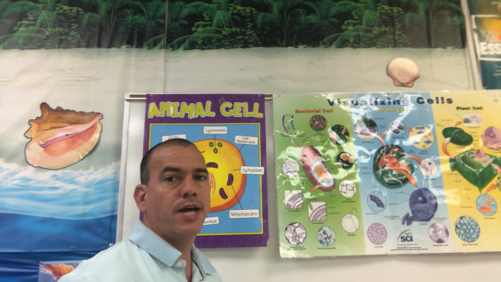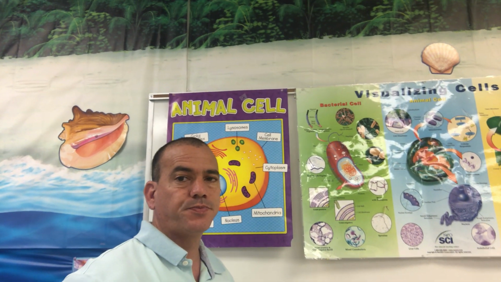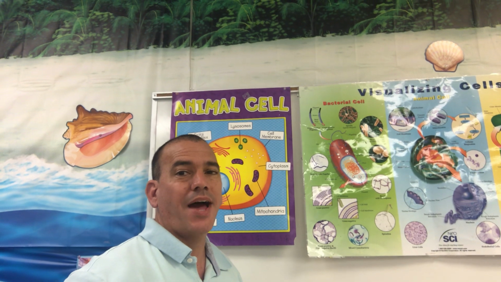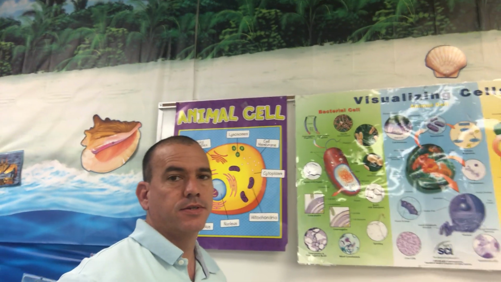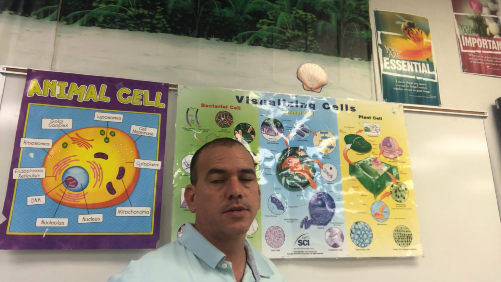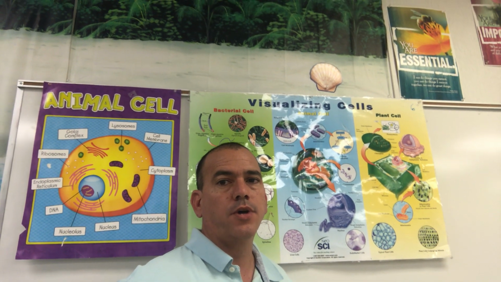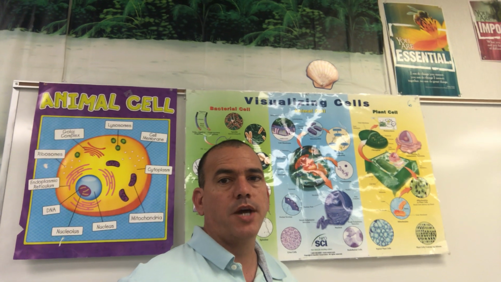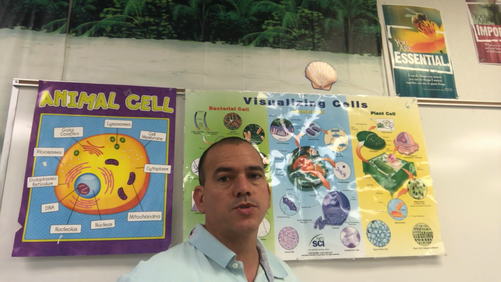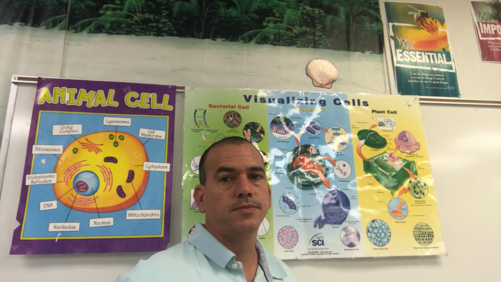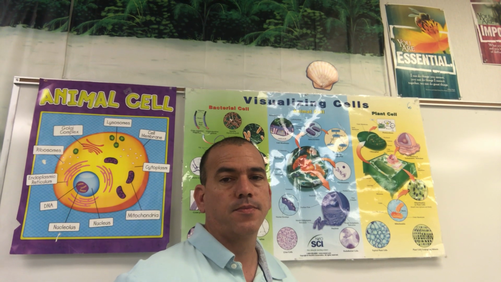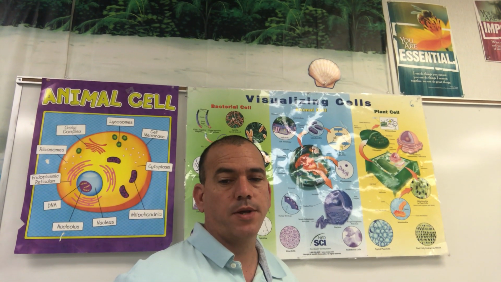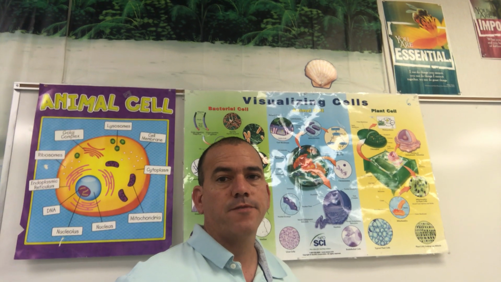The Golgi apparatus. What does the Golgi apparatus do? It packages, sorts, and ships things out of the cell. So the Golgi apparatus is going to determine what stays in or what goes out of the cell. It packages, sorts, and ships things out of the cell, or keeps them in there. Golgi apparatus.